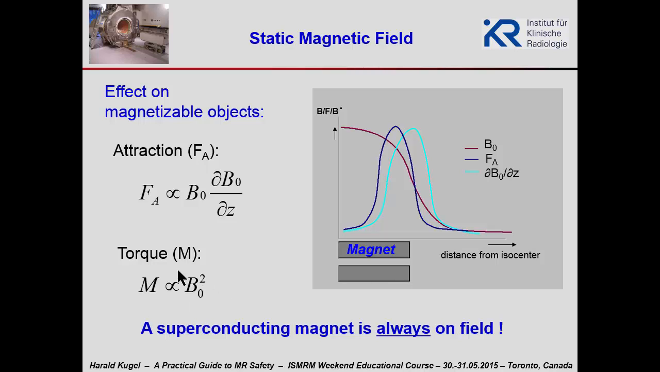Then we have the torque. Well, the torque is highest in the center of the magnet because it's proportional to the square of the B0 field. So this is highest in the center of the magnet, following the red line.